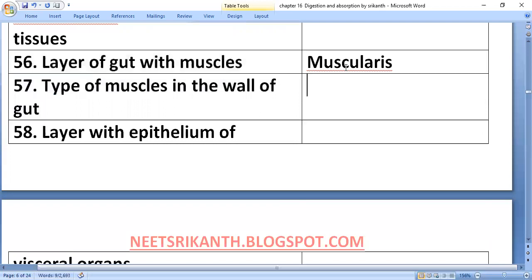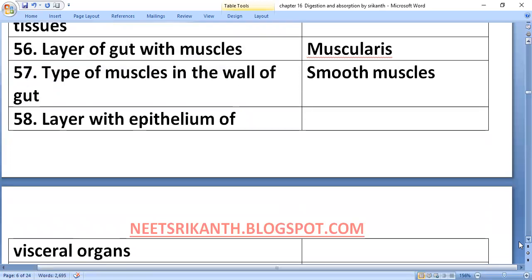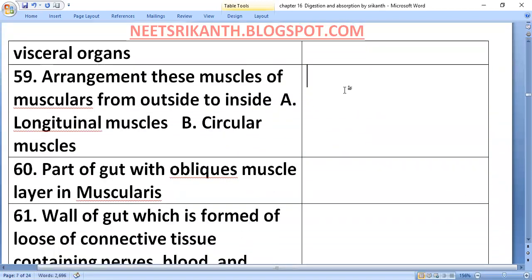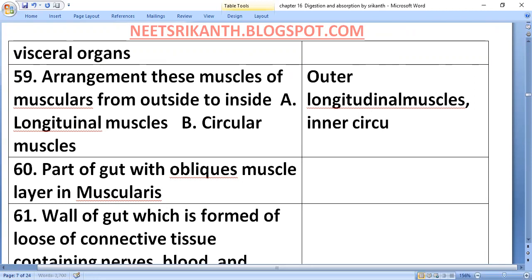Type of muscles in the wall of gut: smooth muscles. Layer with epithelium of visceral organs: serosa. Muscles of muscularis from outside to inside: first outer longitudinal muscles and inner circular muscles.